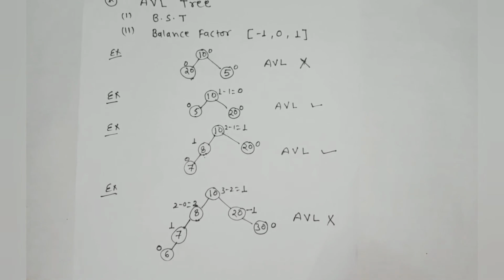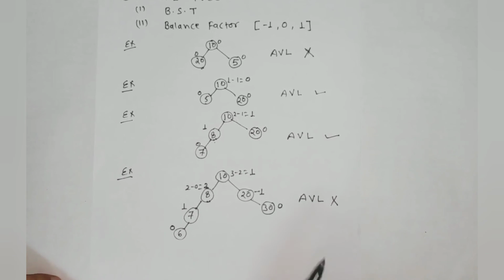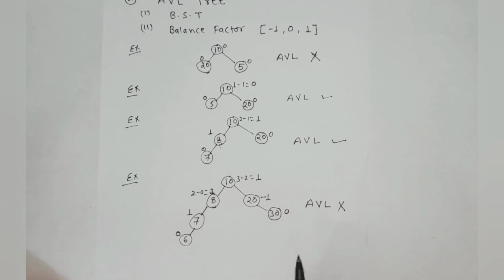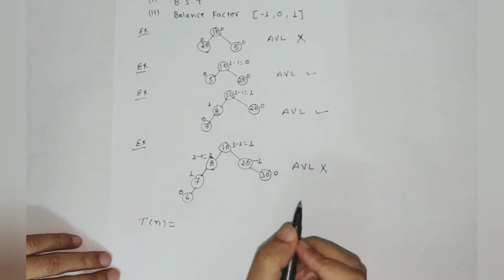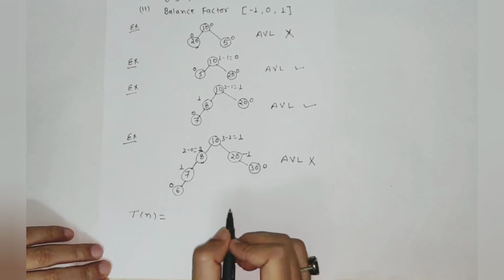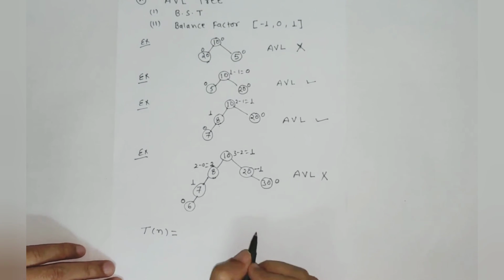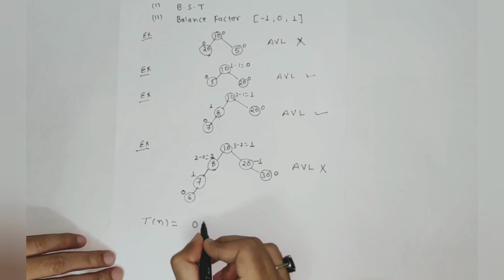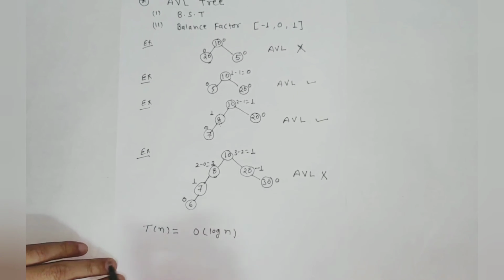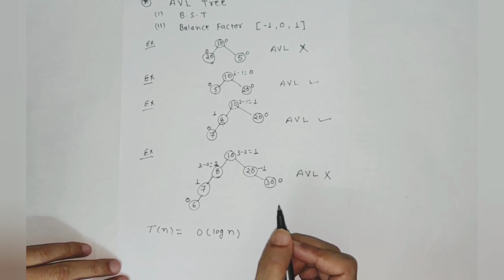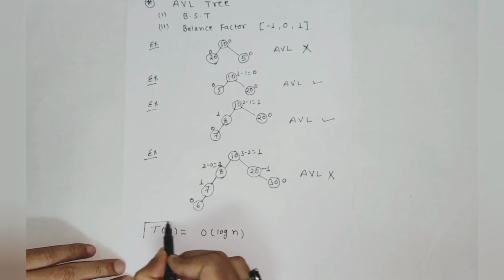Now let's see the time complexity of AVL tree, because our main motive was to reduce the time complexity of binary search tree. So here the maximum height of this tree can be log n. So finding any element will take a maximum of order of log n time. So the time complexity of finding any element in an AVL tree will take order of log n time.